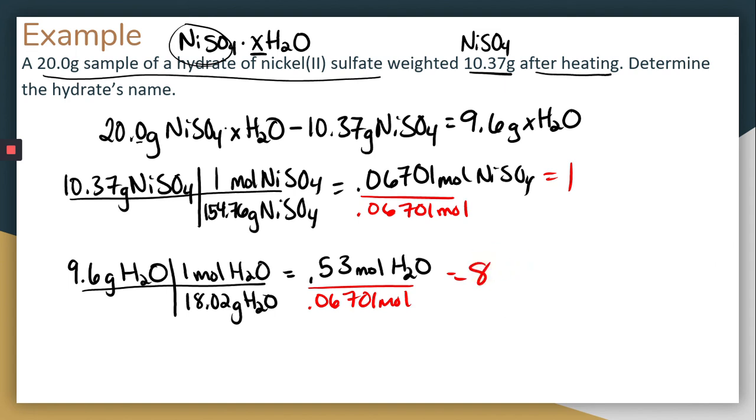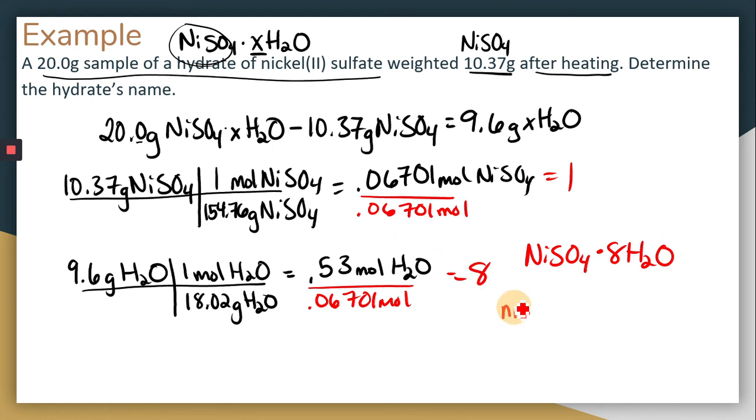And we have 8 waters. So the formula would be NiSO4·8H2O. But the question is really saying determine the hydrate's name. So then we have to name this.